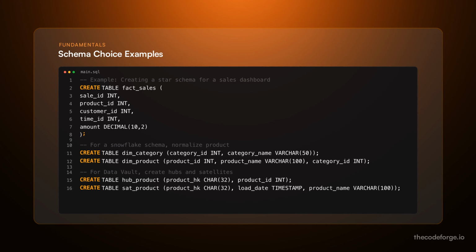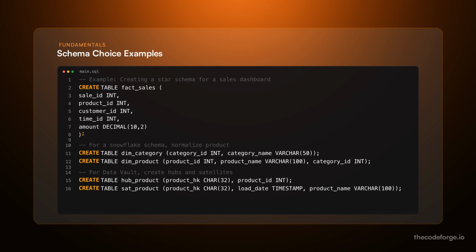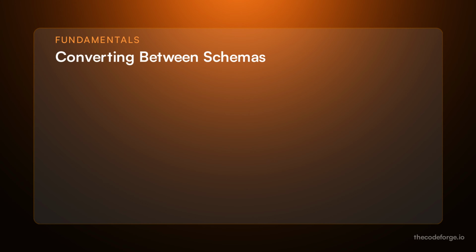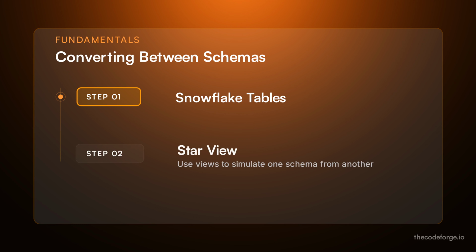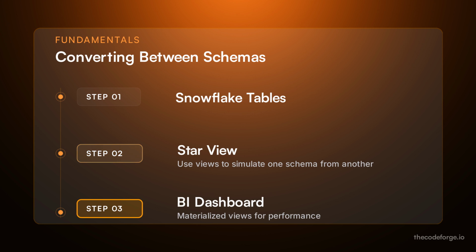Let's walk through examples of each schema. Notice the differences in structure. Star is flat, Snowflake adds a category table, Data Vault uses hash keys and load dates. You can convert your Snowflake tables into a star-like view by denormalizing with joins. Then, materialize that view for your BI dashboard to ensure performance.